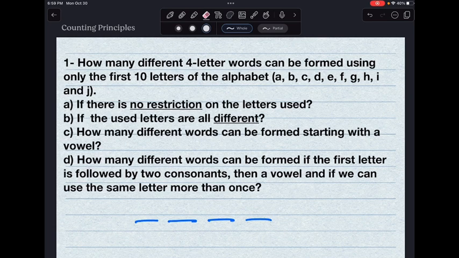For example, part A of this question says we're going to count the number of different words if there is no restriction on the letters used. So what does it mean when it says there's no restriction? That means we can use a letter multiple times. If the first letter is A, the second letter also can be A. So how can we do this? Part A.